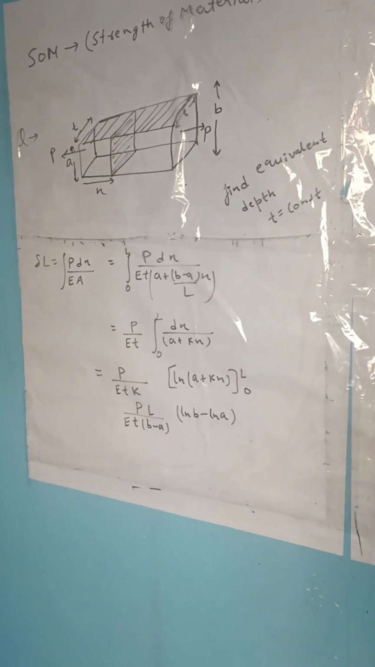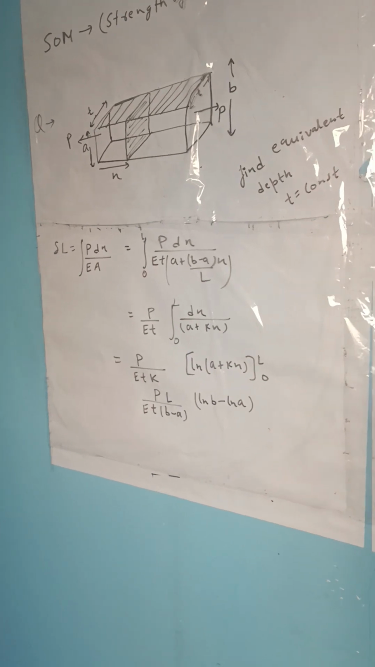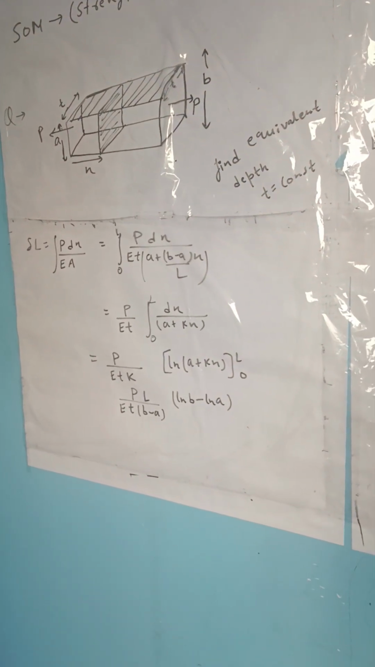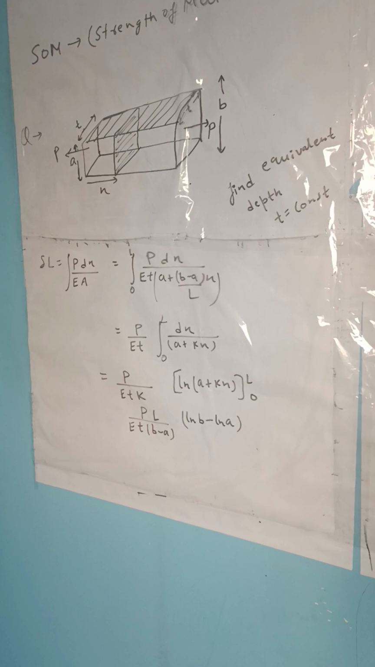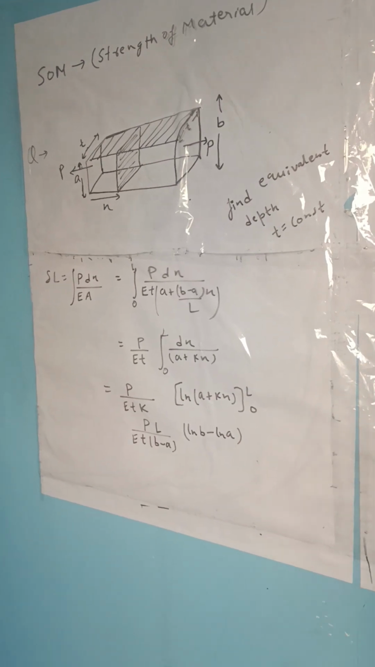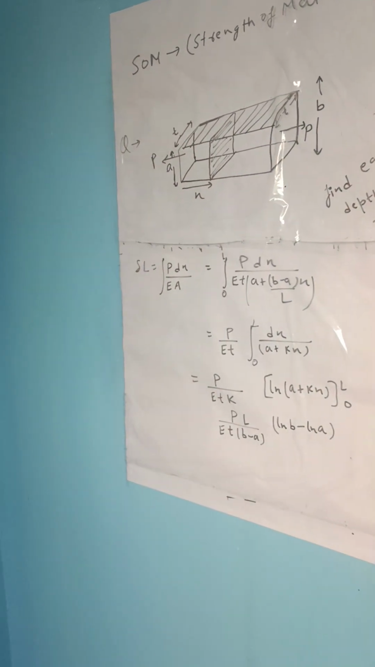This is a longitudinal member, and axial loading is coming, P and P, equal and opposite forces from both sides, so it is an axial loading case. We have to determine the equivalent depth. What is equivalent depth?